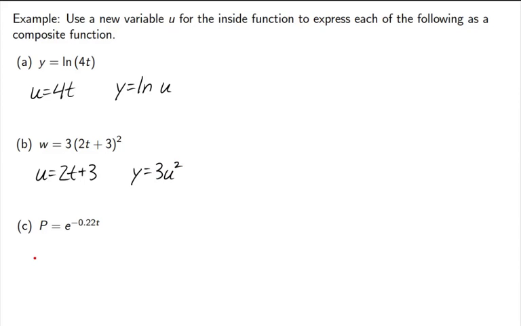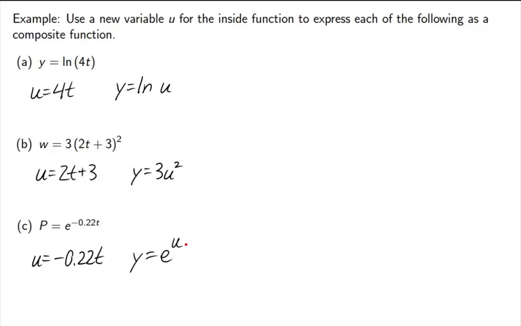For the last problem, the inside of this function might not be as clear, but in general, one of the things you can use for the inside is the full exponent. So I'm going to say negative 0.22t, and then y is equal to just e to the u. And so all of these expressions are a little bit simpler than they were previously.